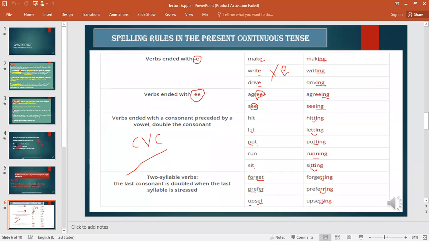When the verb ends with E, you drop the E, you add ing. When the verb ends with double E, you do not make any changes, you just add ing. When the verb is a CVC verb, consonant, vowel, consonant, you double the final consonant and you add ing. When the verb has two syllables, like the word for, get, prefer, upset, two sounds, you also double the final consonant and you add ing.